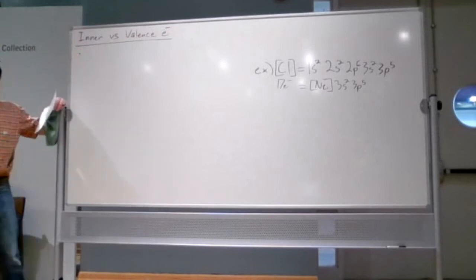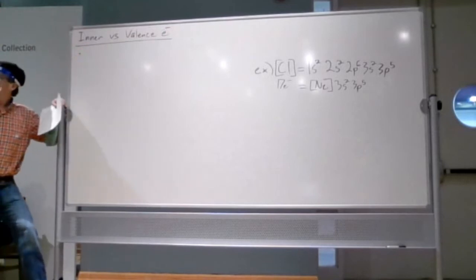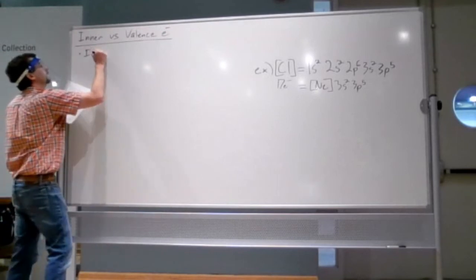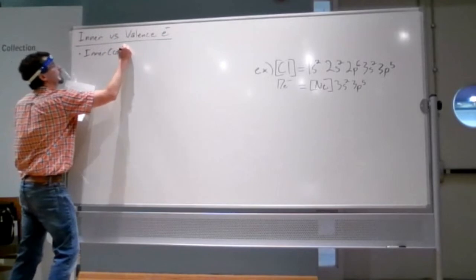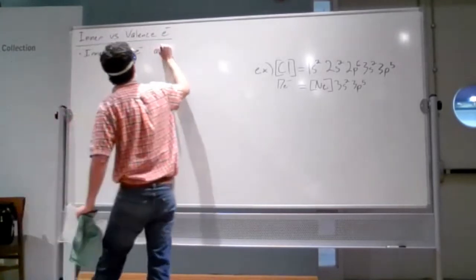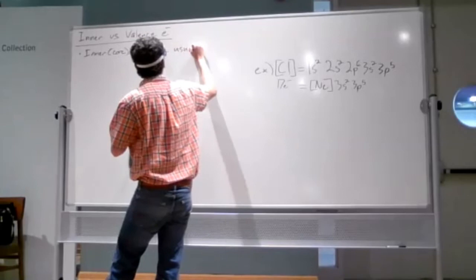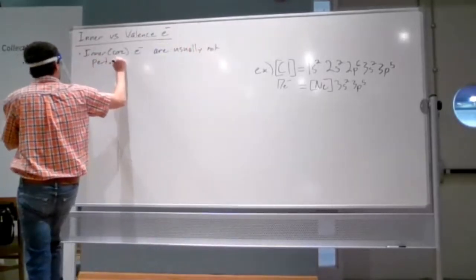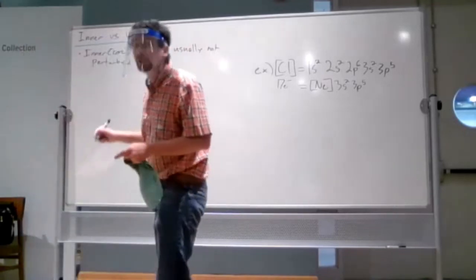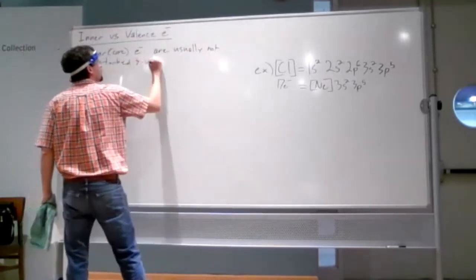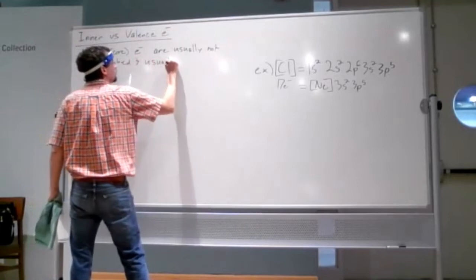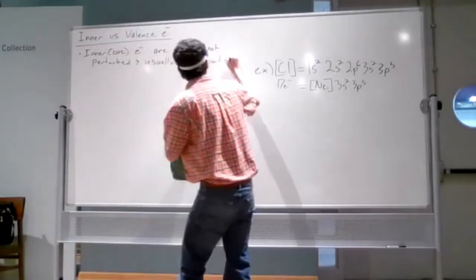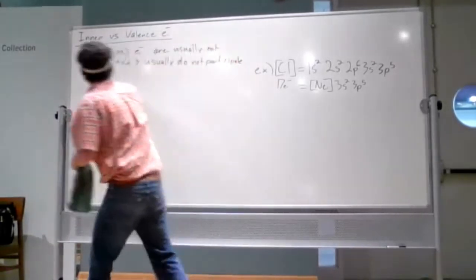Inner electrons are usually not perturbed or involved with chemical bonding. Sometimes we use the word core. Core electrons are usually not perturbed and usually do not participate in bonding.